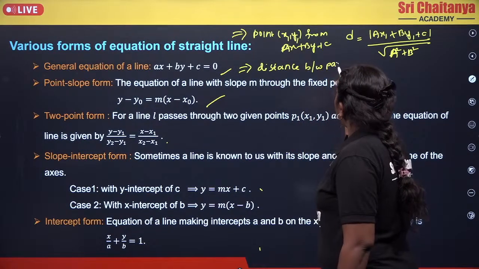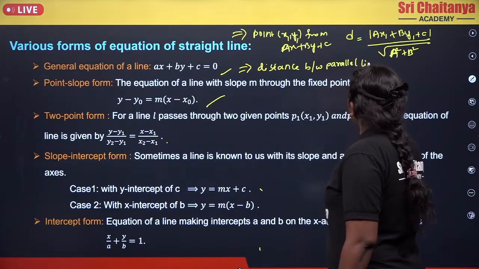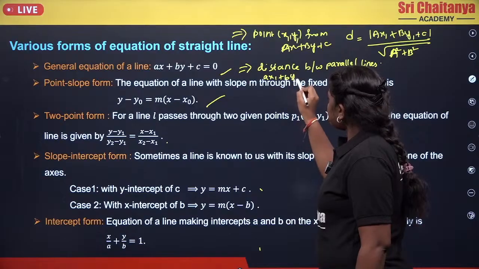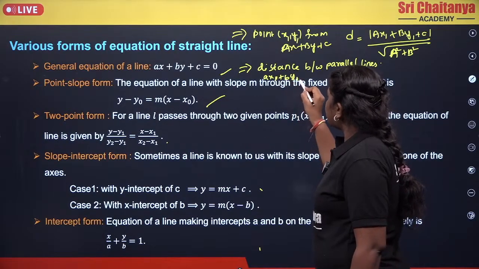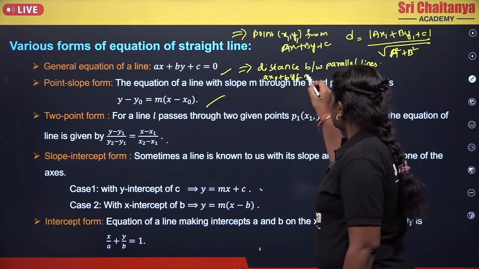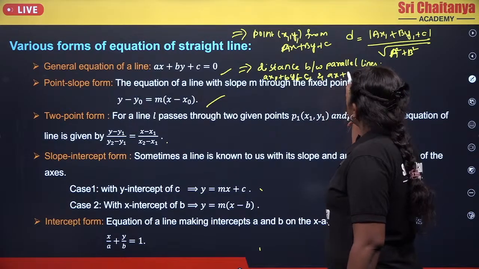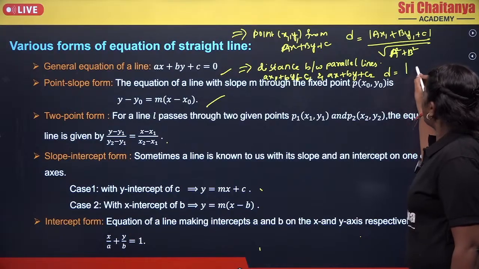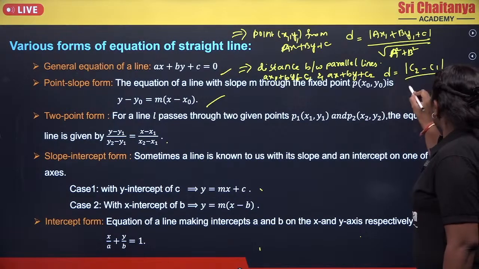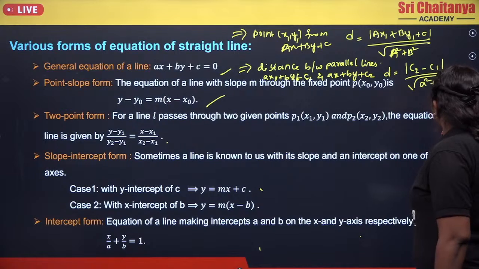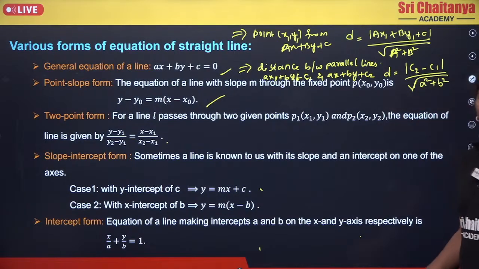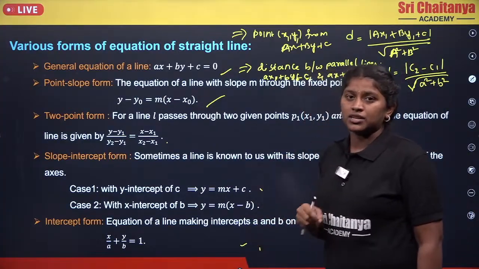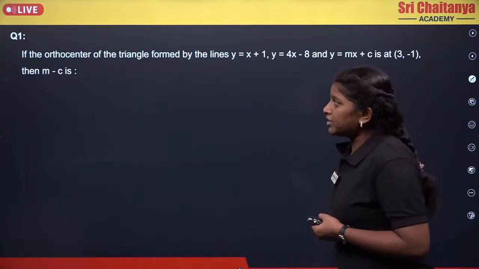Distance between parallel lines. So how can we find the distance between parallel lines? We have parallel lines in the form ax plus by plus c1 and ax plus by plus c2, so the x and y coefficients are the same. Then the distance is given by mod of c2 minus c1 divided by root of a square plus b square. These two we can take as applications that we can get from the various forms of equations of the straight line.